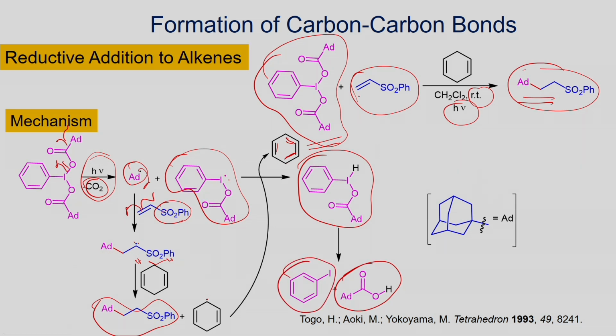So, in this way, for example, if you have the alkene which is bonded with the electron withdrawing group, if you have the radical which can be readily added to give the addition product, as you can see here, you can make a carbon carbon bond via radical pathway.